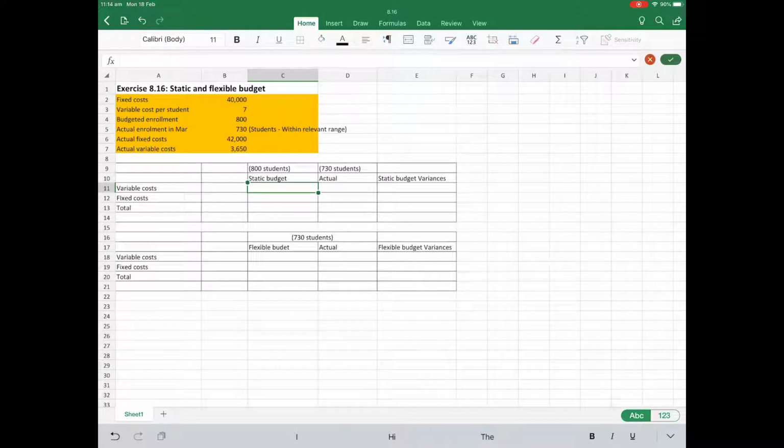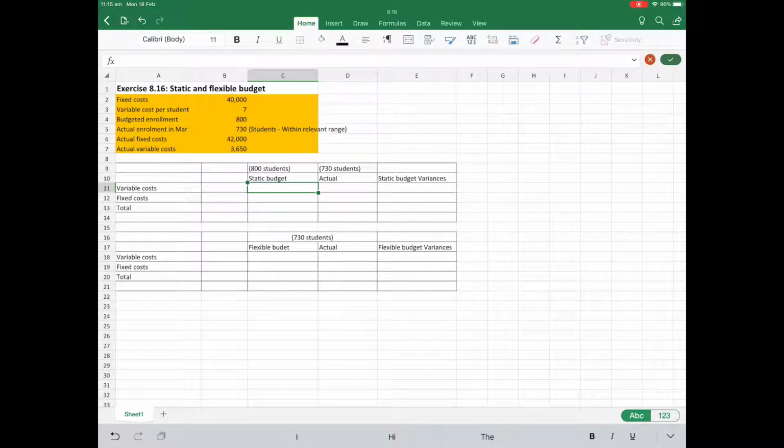So this week, we learn how to calculate the variances. We start by calculating the static budget variance and the flexible budget variance. The static budget variance is the difference between the static budget and the actual figures. And the flexible budget variance is the difference between the flexible budget and the actual figures.